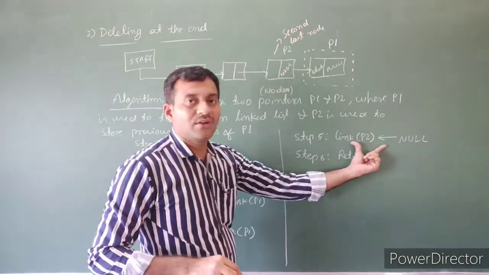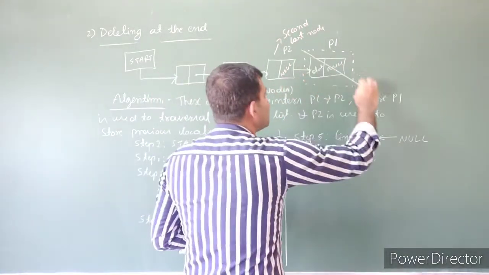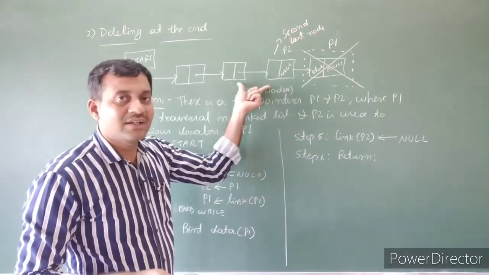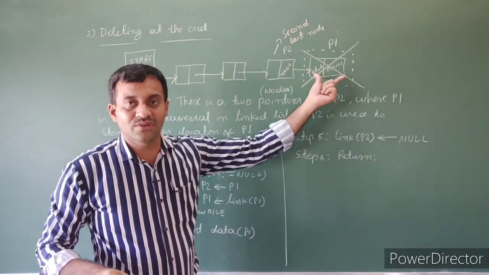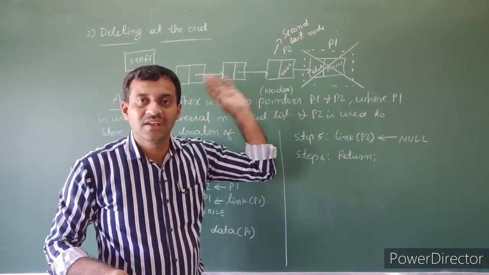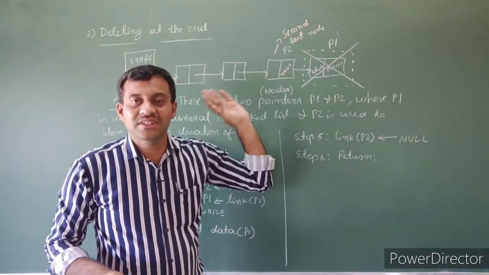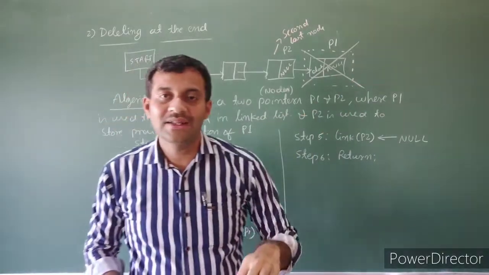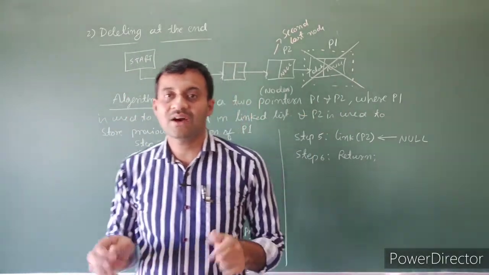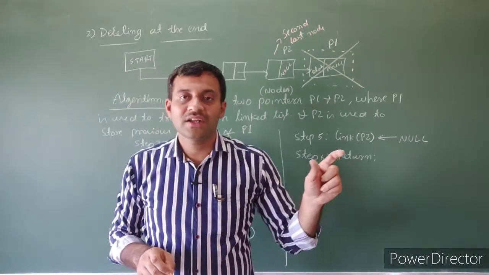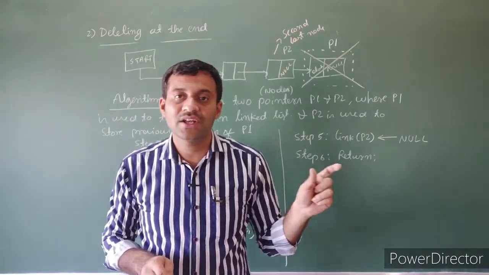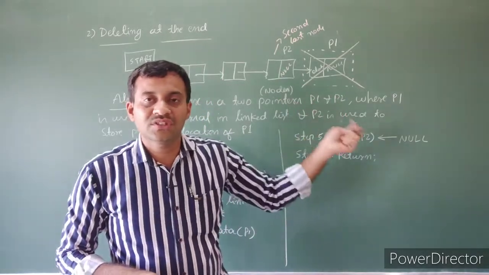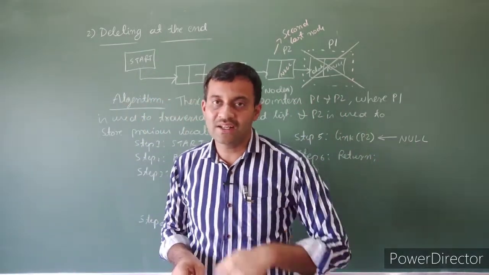If you assign a null value to the link part of P2, the last node is automatically removed. There is no link between the linked list and the last node. Automatically it frees the last node. When it frees the last node, this node goes back to the avail list. We know what avail is: it is a collection of unallocated nodes. If you delete a node from the linked list, those nodes go back to the avail list.